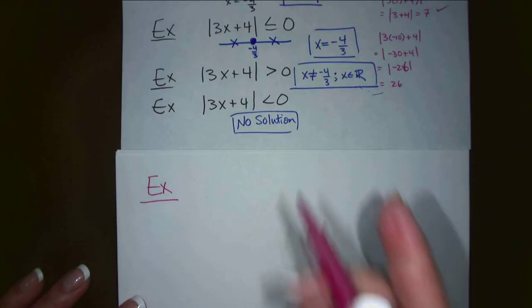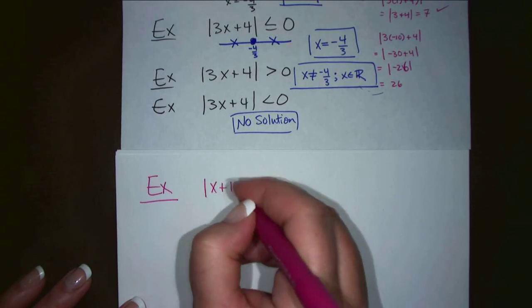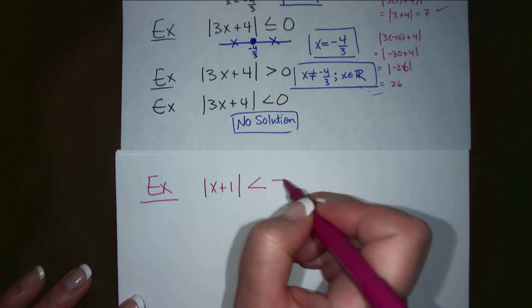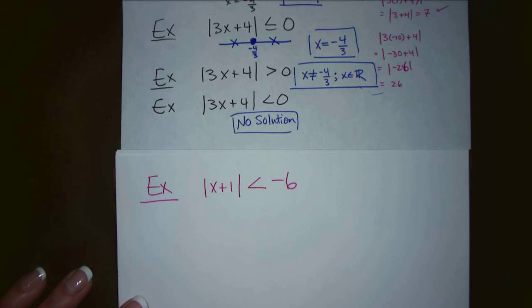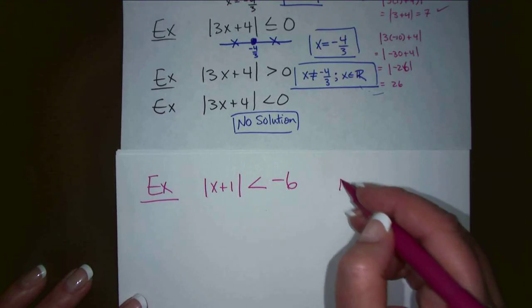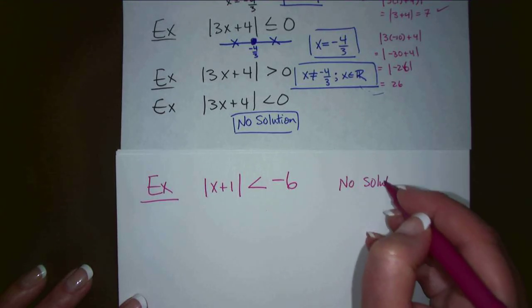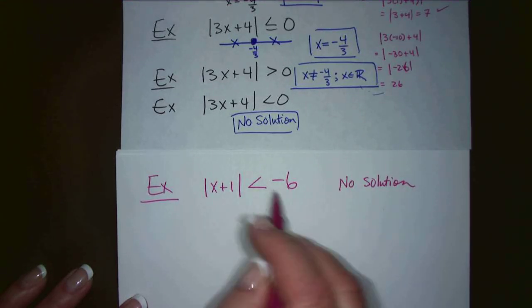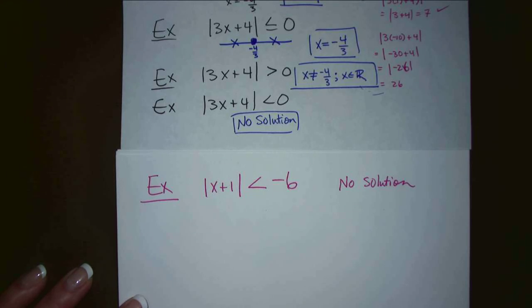So if I said the absolute value of x plus 1 is less than negative 6, what do you think? Just a first guess. No solution. It can't be, because it's always positive no matter what I put in. Can it be less than negative 6? No. Can it even equal negative 6? No. This is just no solution. But you don't want to accidentally set up some equations and solve them. So you have to be careful of that.